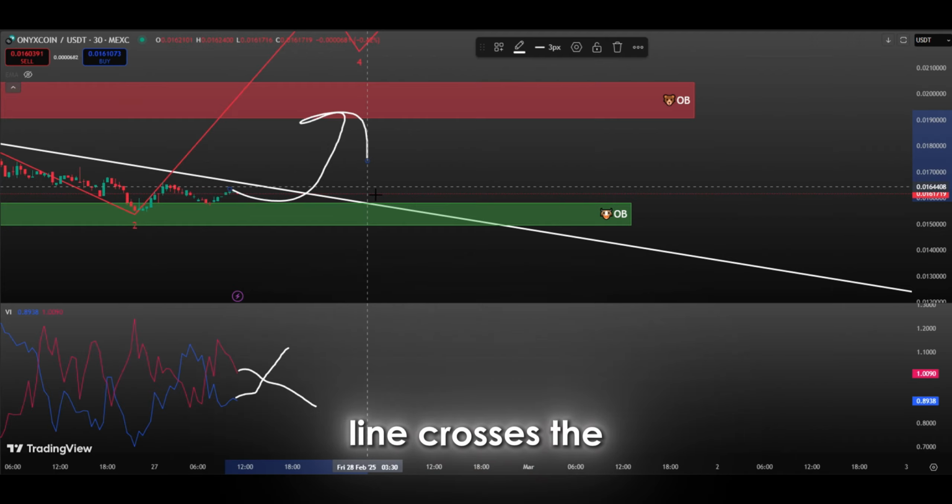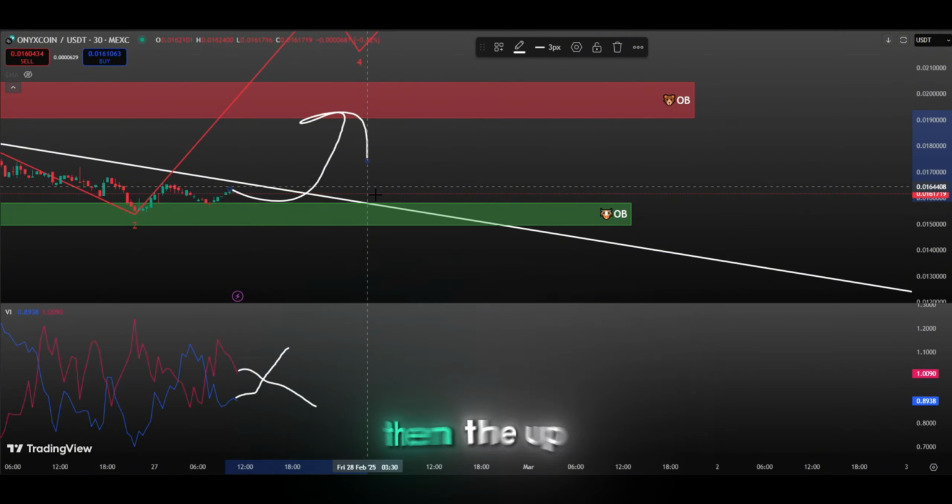When the red line crosses the blue line, it signals a period when the buyers lose strength and sellers start to step in. This could create a negative sentiment in the market and lead to more selling pressure. But if the blue line crosses above the red line, then the uptrend starts.